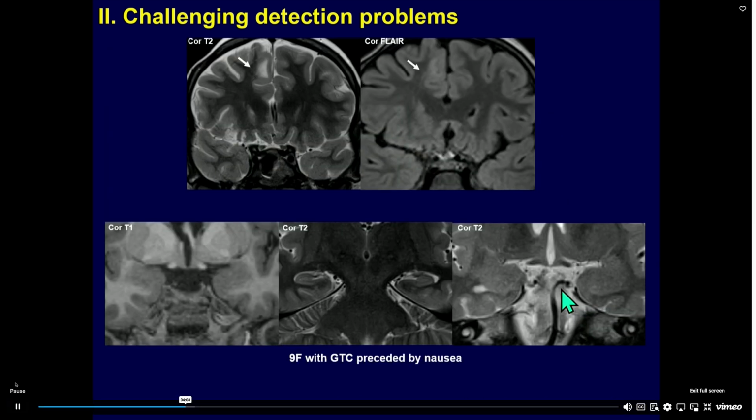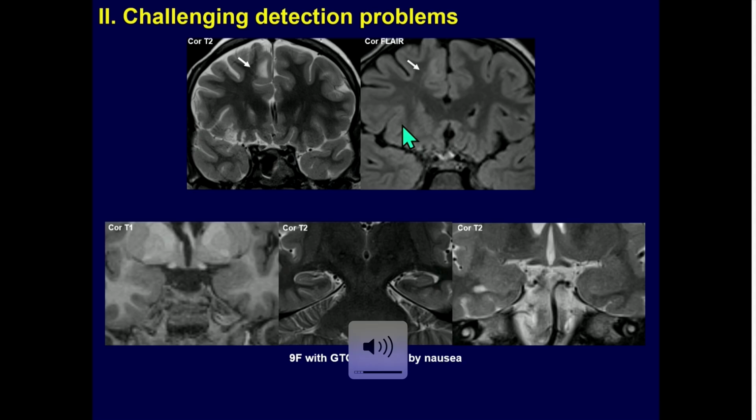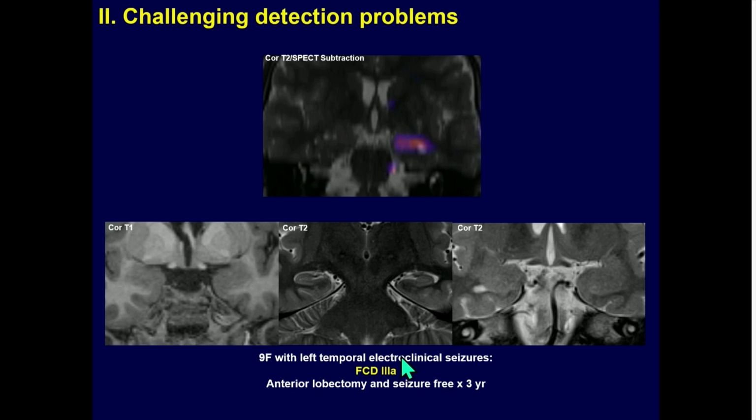Conversely, you can have things that are obvious but misleading. So in this particular instance, you had something that kind of looks like a transmantle sign. They had generalized tonic-clonic seizures preceded by nausea. On long-term monitoring admission with ictal and interictal SPECT, there was hyperperfusion during seizure in the left temporal lobe, and they found out that there was electroclinical seizure arising from the left temporal lobe.